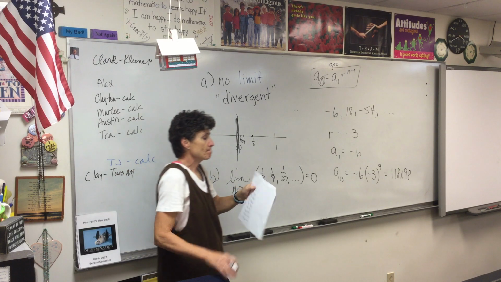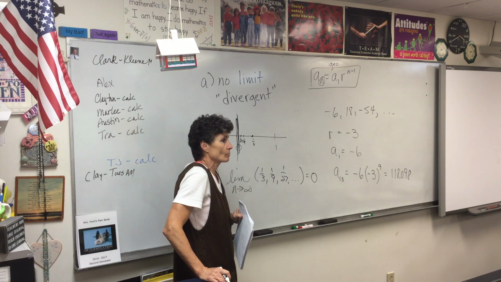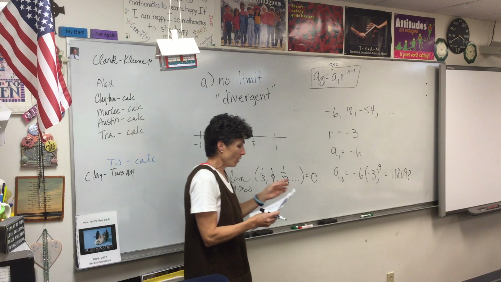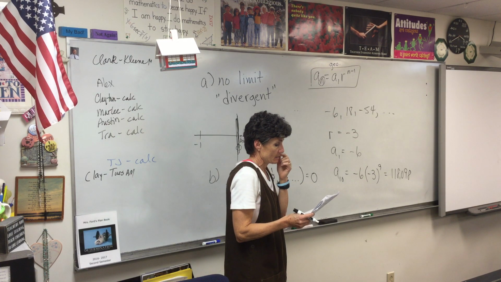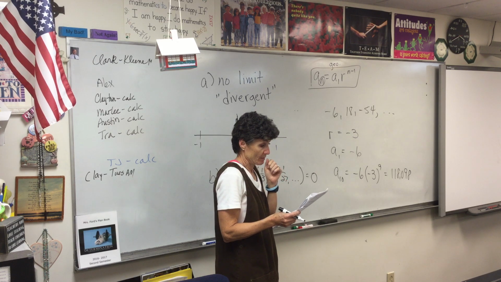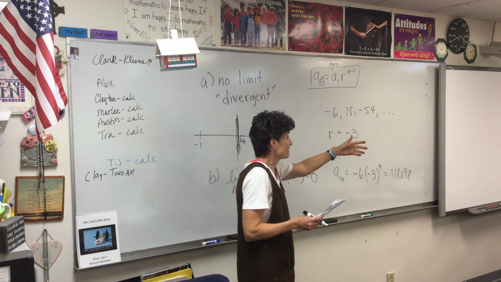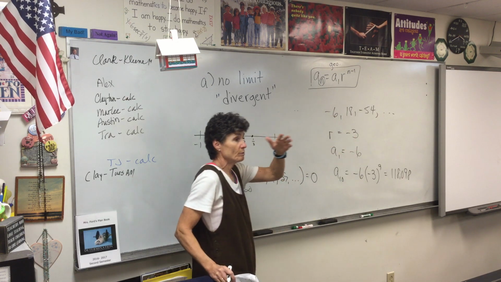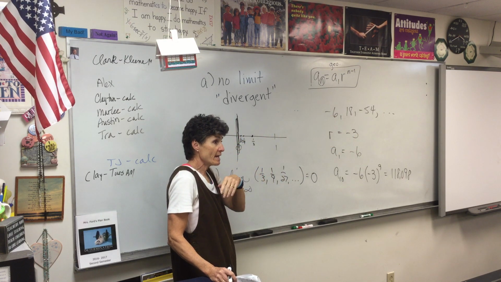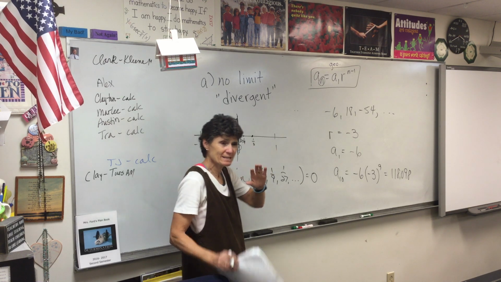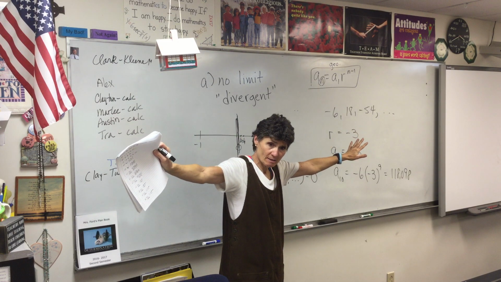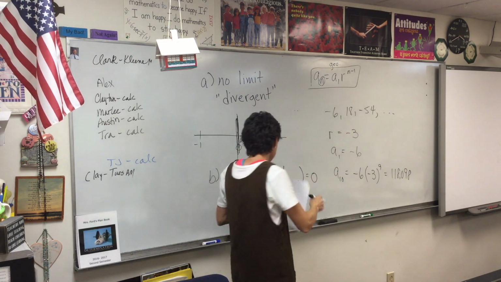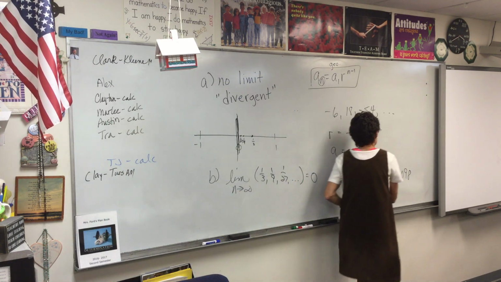All right, what about C? Think about, what would the next term be? Well, it would be positive, what? 64, positive 64. And then the next one would be negative 128. Wait a minute, what's happening? Some of them are positive and some of them are negative, but what's happening? They're going farther and farther out, aren't they? Both directions. So C also has no limit.